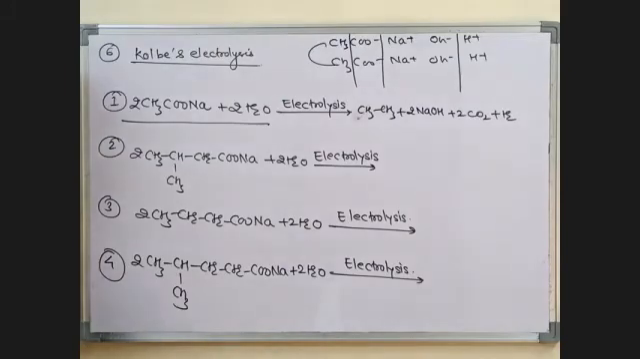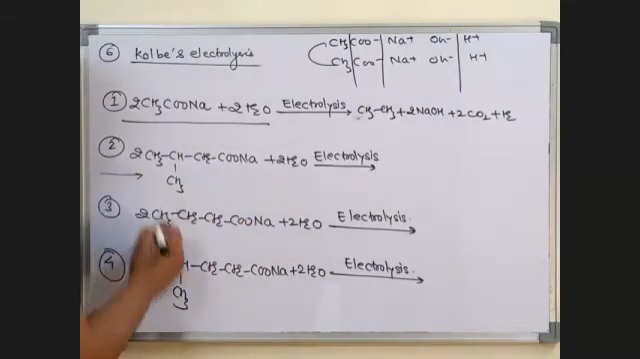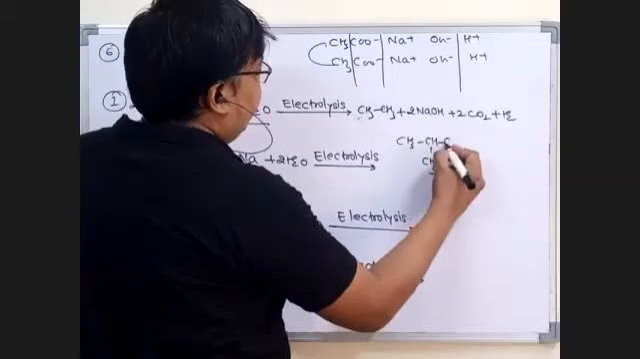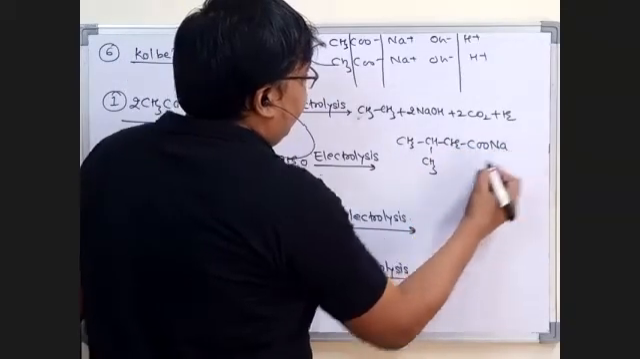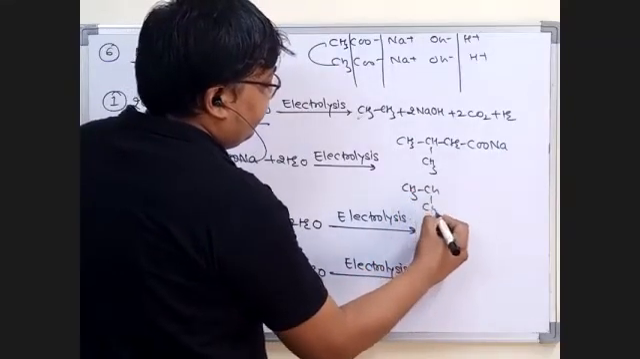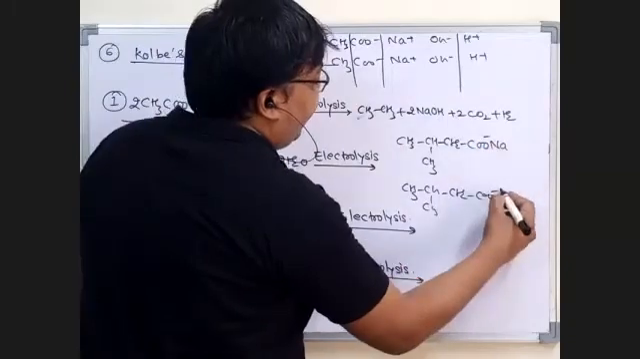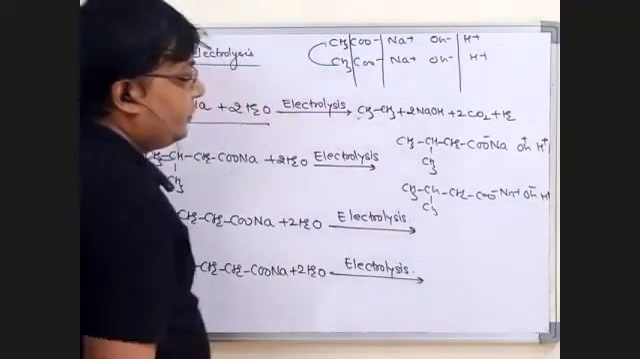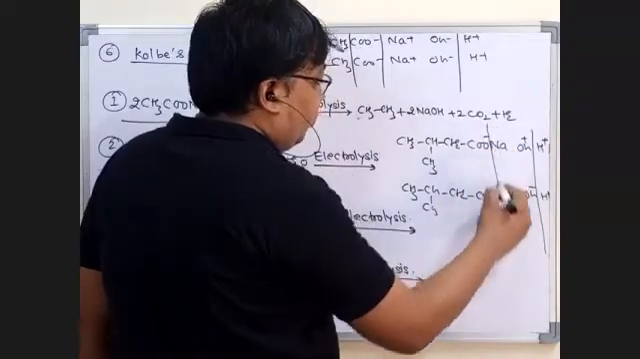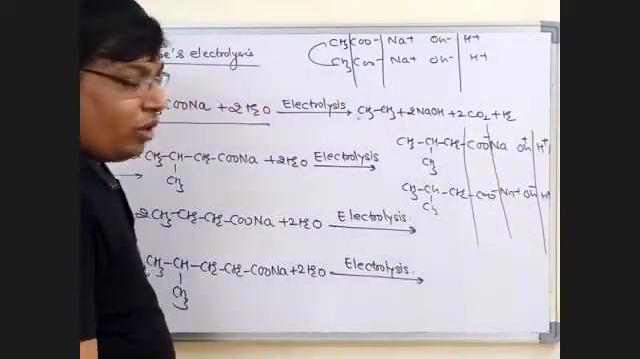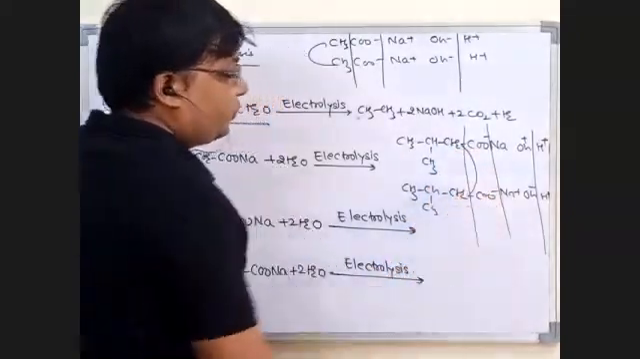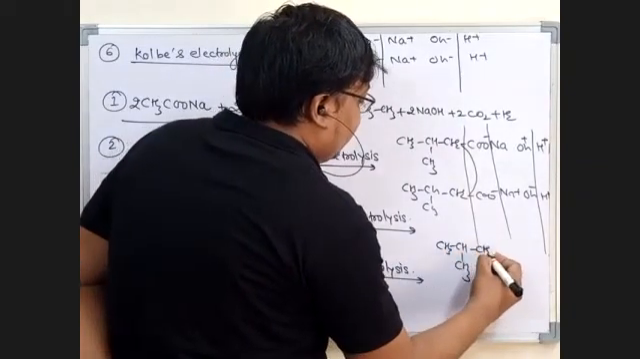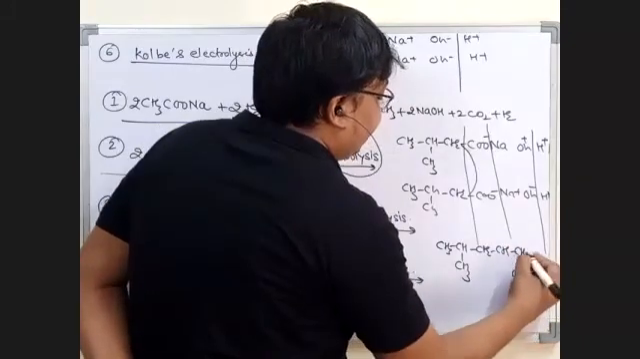Okay, student, you have 2 moles of this. Your representation is like this: CH3CH2COONa, the same molecule downwards. Now we know that 2 moles of H2 and 2 moles of salt. You cut H2 gas, 2 moles of NaOH, 2 moles of CO2. Now this CH2 combines with this CH2, so your answer will be CH3CH(CH3)CH2CH2CH(CH3)CH3.